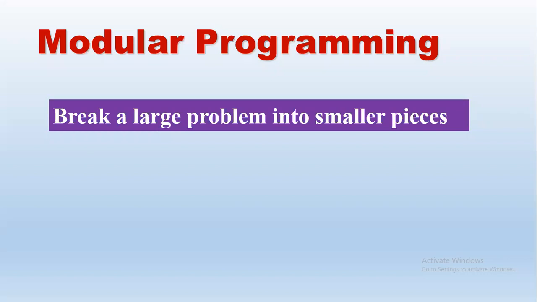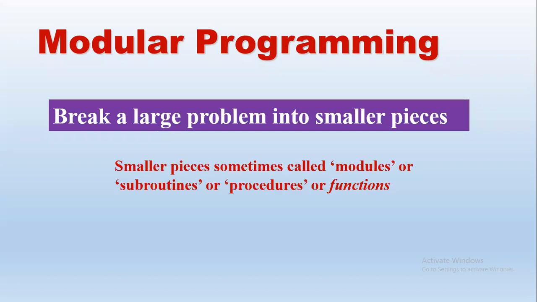Here we are dividing the code into small pieces. So what are these pieces? Those pieces are nothing but modules, and functions can also be called by different names. If you see these names, they are nothing but functions itself: modules, subroutines, procedures, or simply functions. All these words mean the same. They are different names for functions.